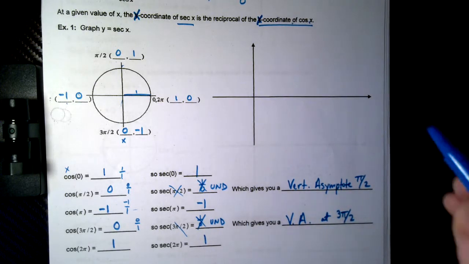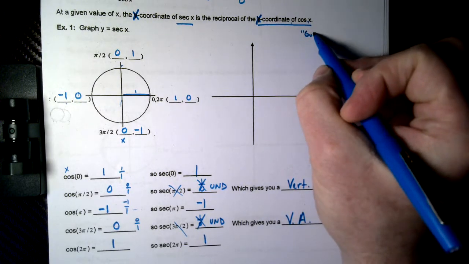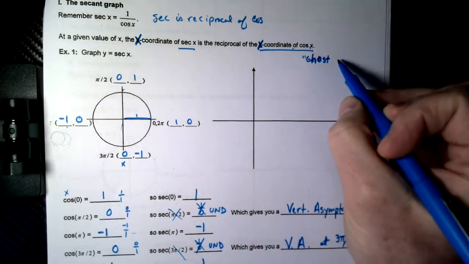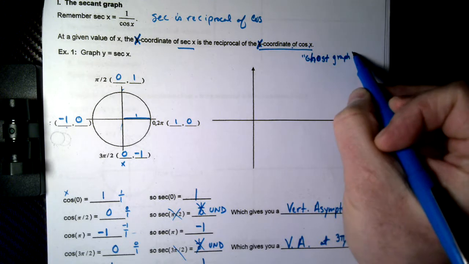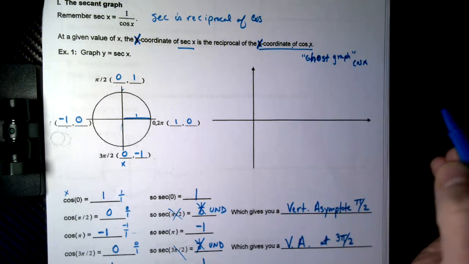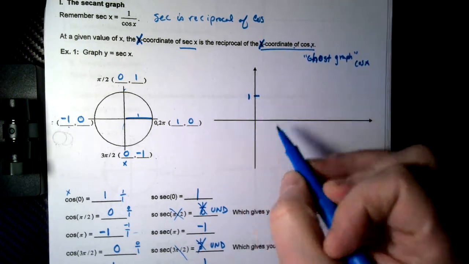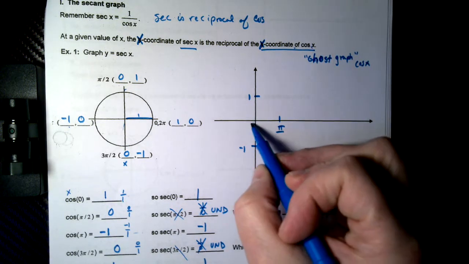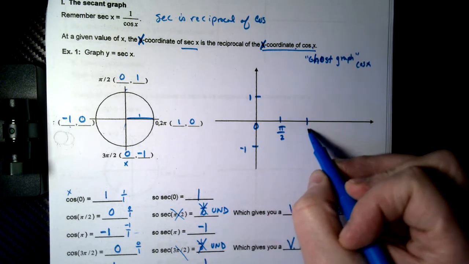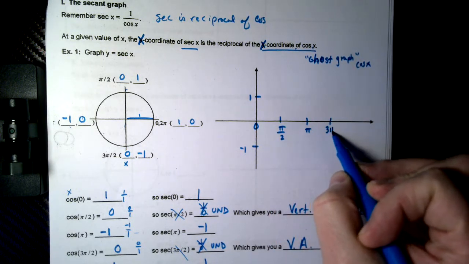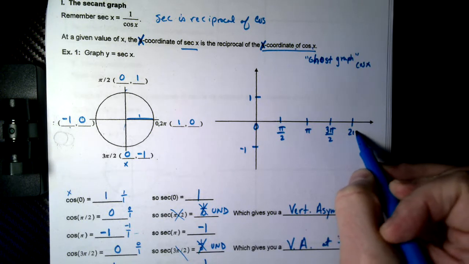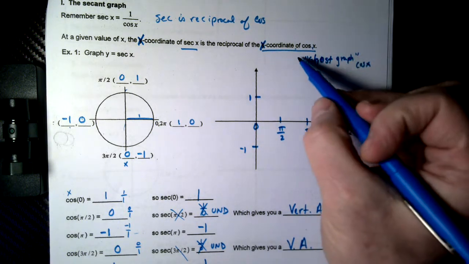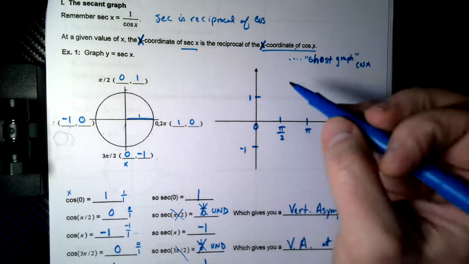You draw a ghost. I just misspelled ghost. Ghost graph of cosine x. So what does cosine x look like? There's 1. There's -1. Here's 0 first, then pi over 2, then pi, then 3 pi over 2, ends with 2 pi. All right, period is 2 pi. The ghost is going to be a dotted line.